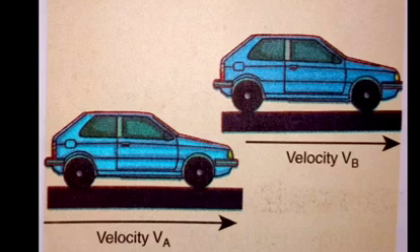Students, see the picture. This picture represents an example of special case 1. Here the two objects are moving in the same direction but with different velocities. Suppose you are calculating the relative velocity between these two. From the greater velocity you subtract the lesser velocity.